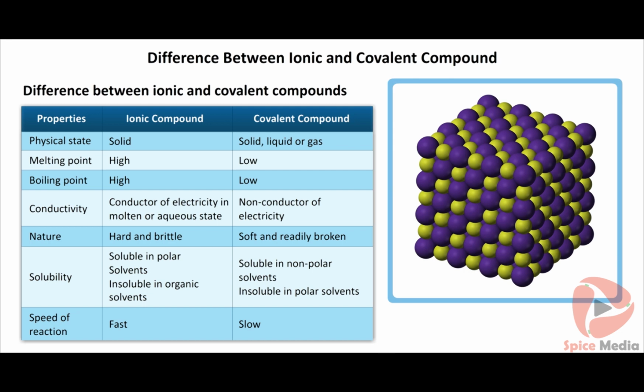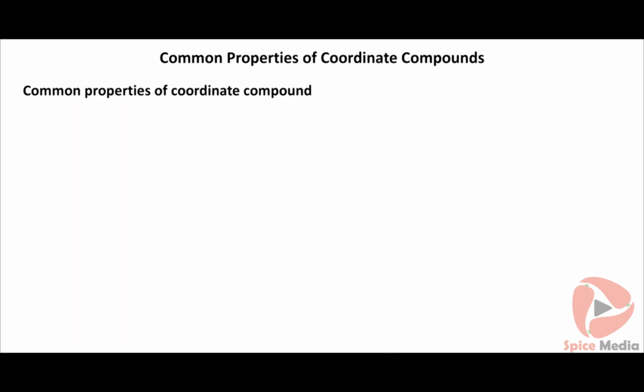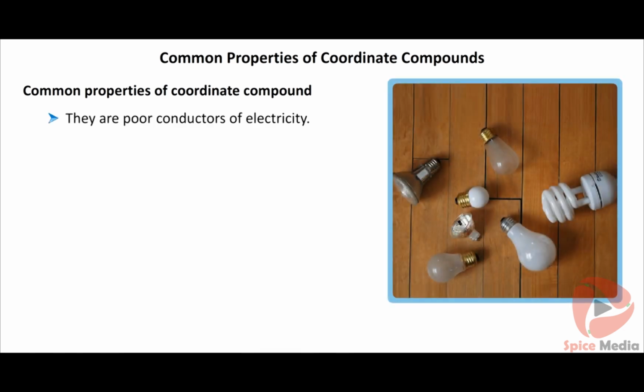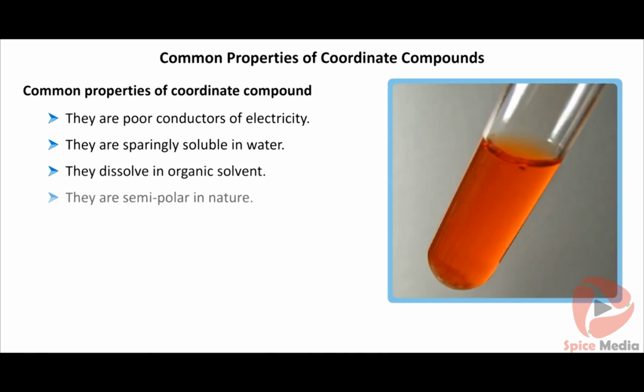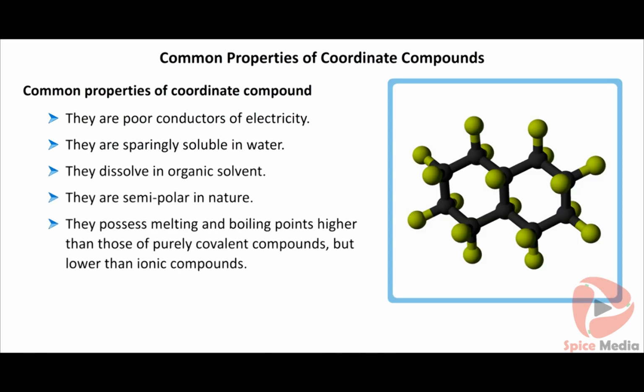Nature: ionic compound hard and brittle, covalent compound soft and readily broken. Solubility: ionic compound soluble in polar solvents, insoluble in organic solvents. Covalent compound soluble in non-polar solvents, insoluble in polar solvents. Speed of reaction: ionic compound fast, covalent compound slow. Common properties of coordinate compounds. They are poor conductors of electricity. They are sparingly soluble in water. They dissolve in organic solvents. They are semipolar in nature. They possess melting and boiling points higher than those of purely covalent compounds but lower than ionic compounds.